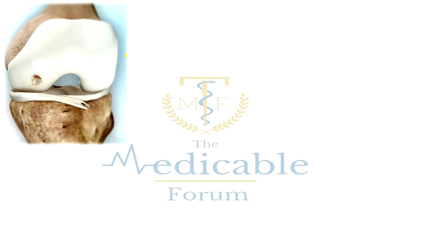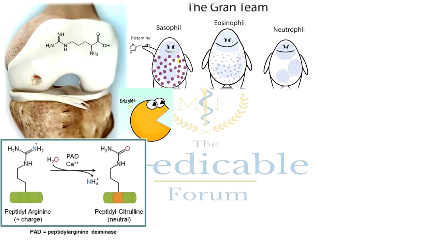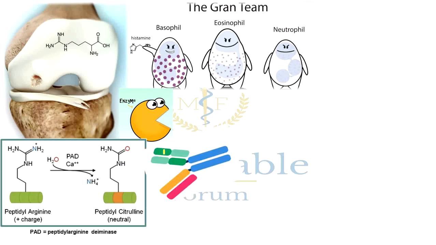Here you see a joint surface and some glycoproteins on the joint surface which have an arginine residue. Now you see the GRAN team, the granulocyte team, which comes and brings the enzyme PAD. In the presence of PAD, the reaction happens and these peptides get deiminated and citrullinated. So against these citrullinated antigens, you form antibodies, and that's basically anti-cyclic citrullinated peptides.